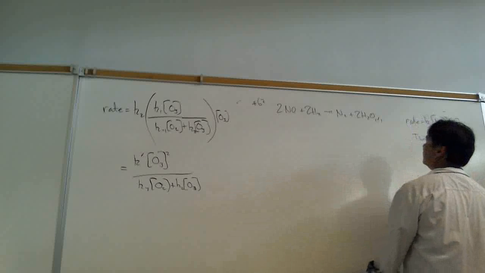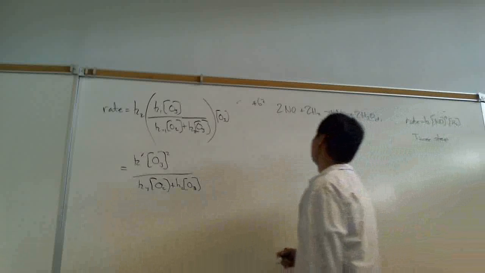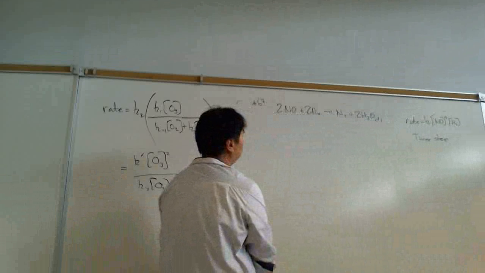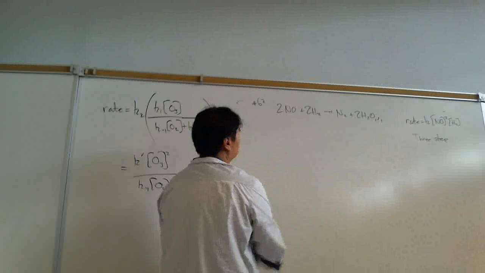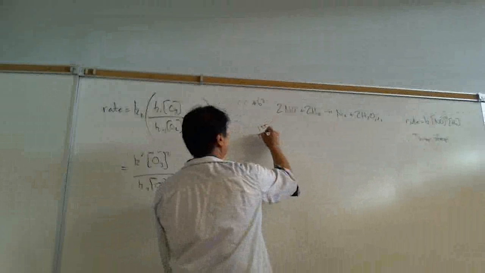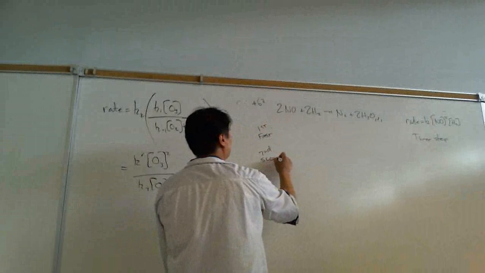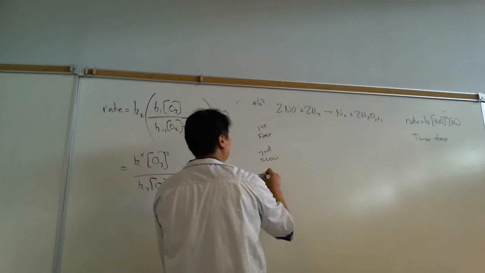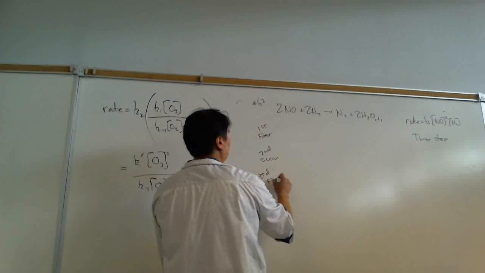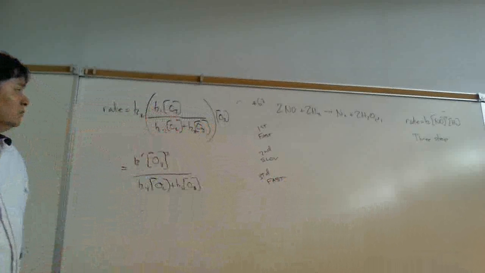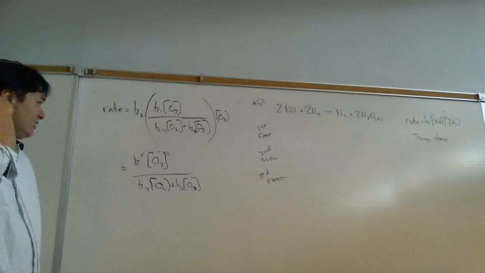The first step is a fast step. The third is also fast. First and third are fast, and so the second is slow. Yeah. All right, so we have some choices here.